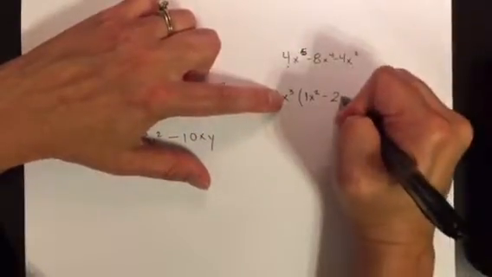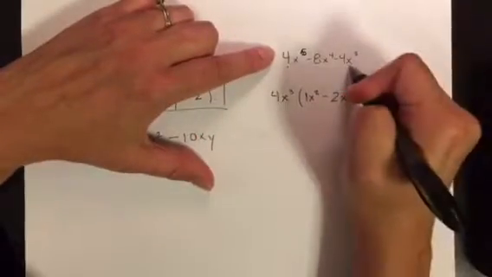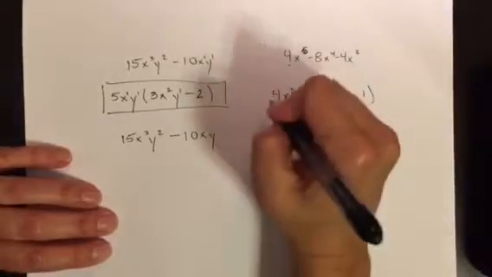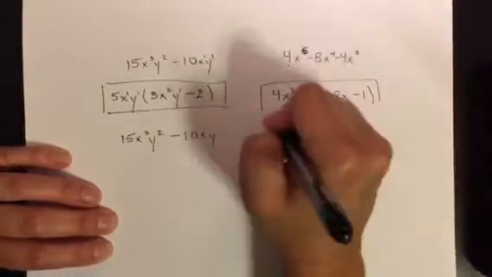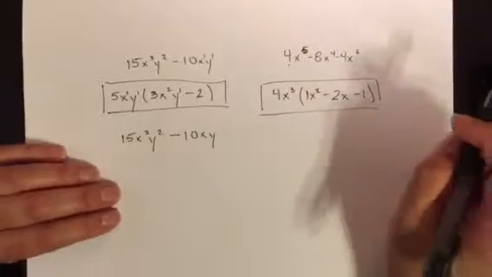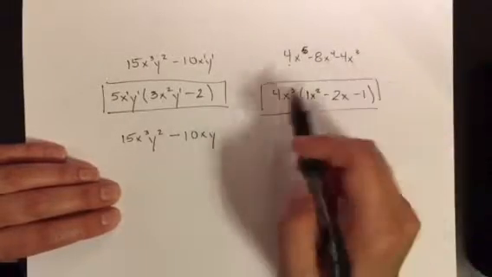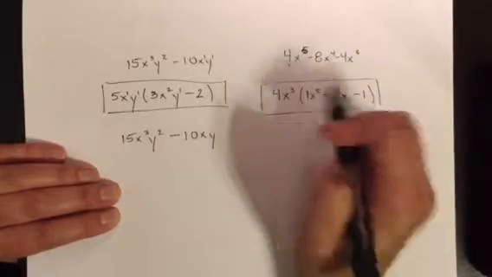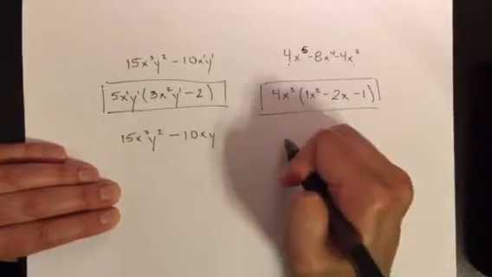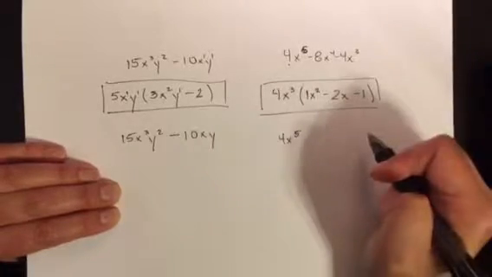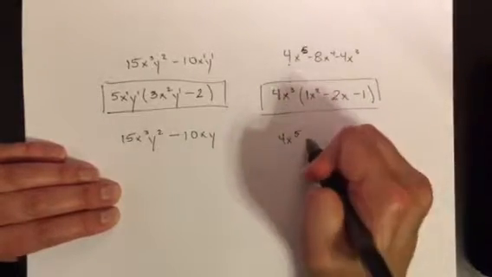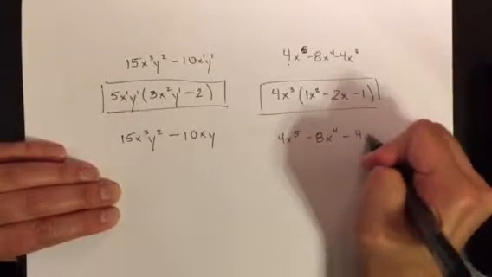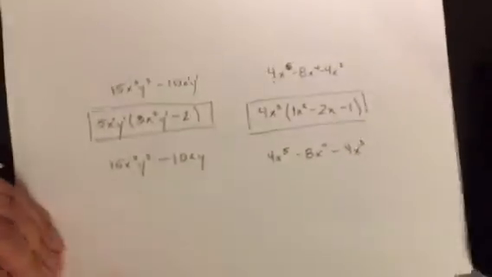And then now I only need one more x term. And then last but not least, minus 1, so that I end up with minus 4x cubed. And now again, I can work this backwards, so I'm going to distribute and just make sure I got that answer correct. So 4x cubed times x squared is going to be 4x to the 5th, and then 4 times negative 2 is minus 8x to the 4th, and then last but not least, minus 4x cubed.